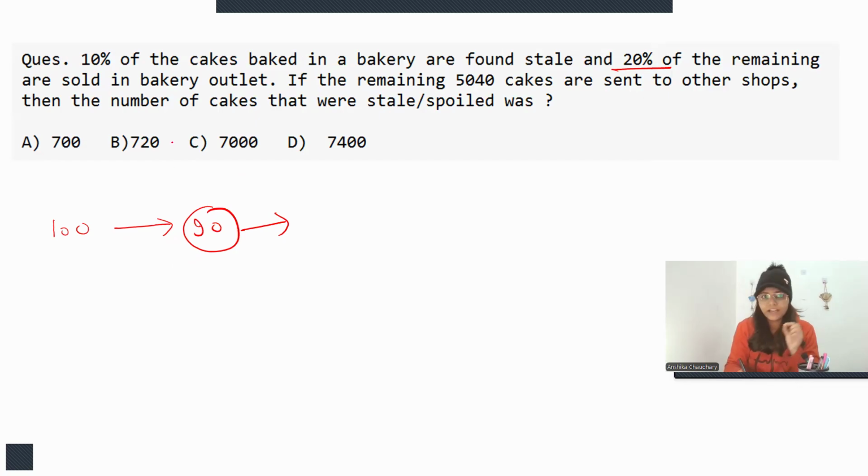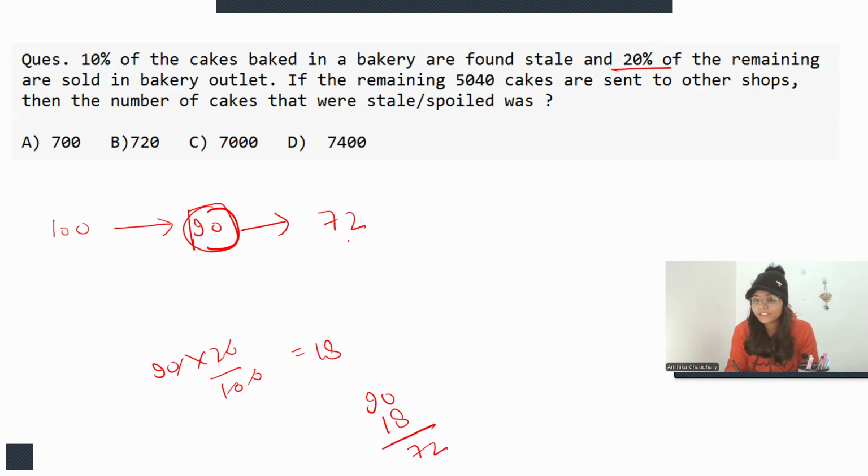So we have 100 cakes, 10% were spoiled, so we have 90 cakes that are fresh, right? Then 20% of the remaining, that means from 90, are sold in the bakery. So 90's 20% is 18. Then 90 minus 18 will become 72. Now we have 72 cakes here, right?